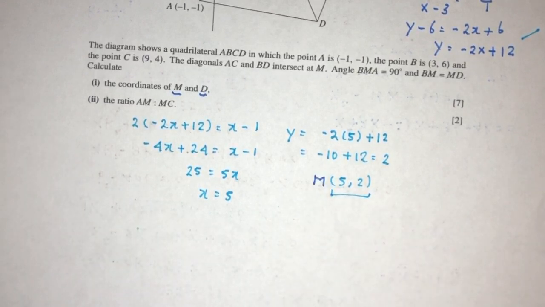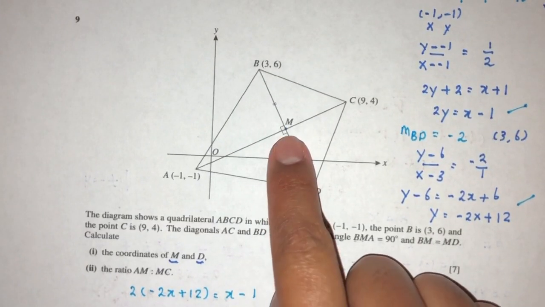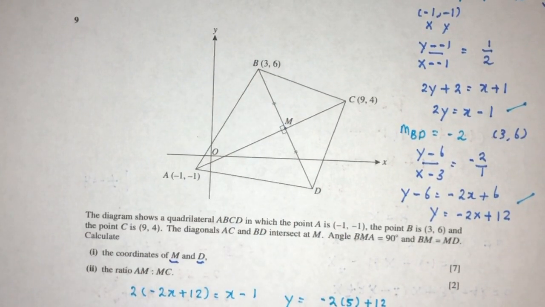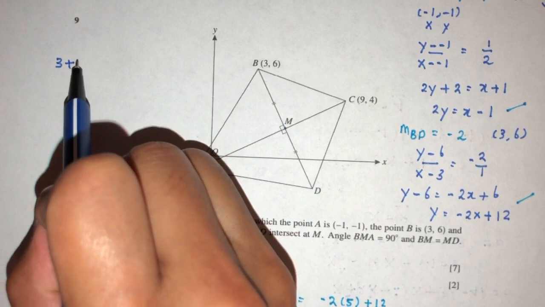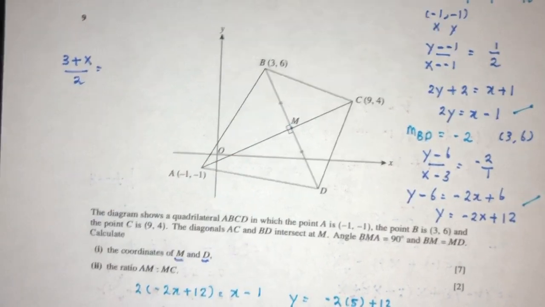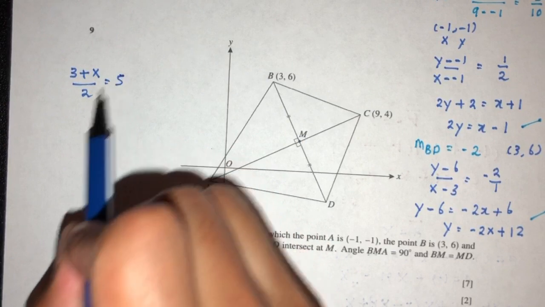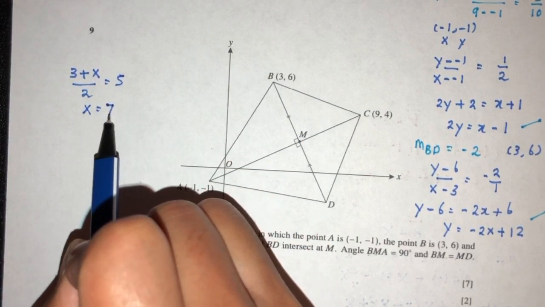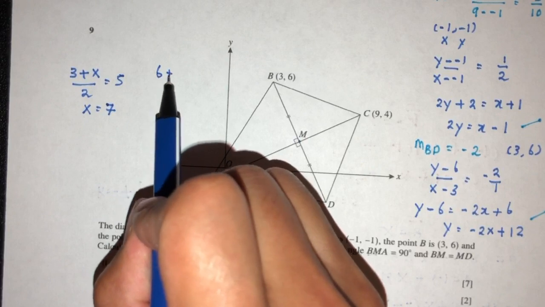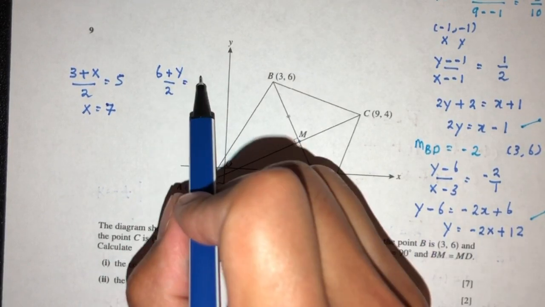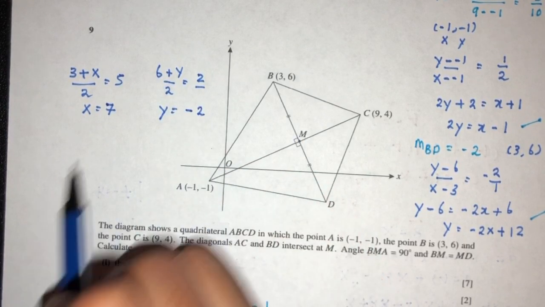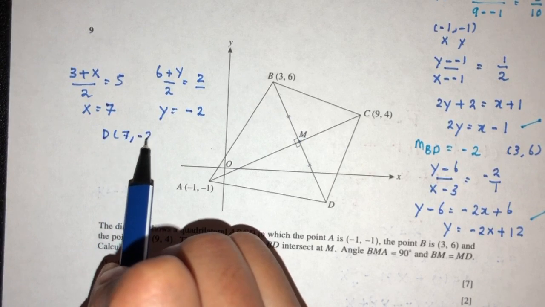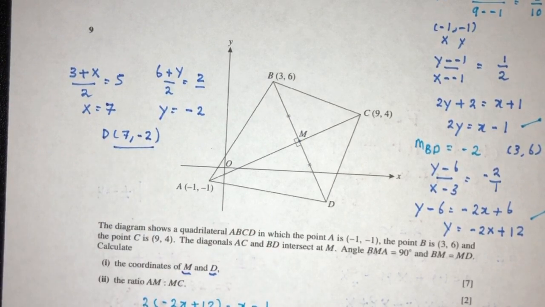Now how would you find the point D? By observation, we know that M is the midpoint of BD. So how would you usually find a midpoint? You will take the x value of B, plus the x value of D, divided by 2. That is supposed to give you the x value of M. That will be 5, which means x will be the value of 7. Same thing here: 6 plus the y value, divided by 2, supposed to give you 2. So y will be 4 minus 6. That should be minus 2. So the point D will be (7, minus 2). Of course, that is one way of doing the question. You can also use vector movement to find the point D.